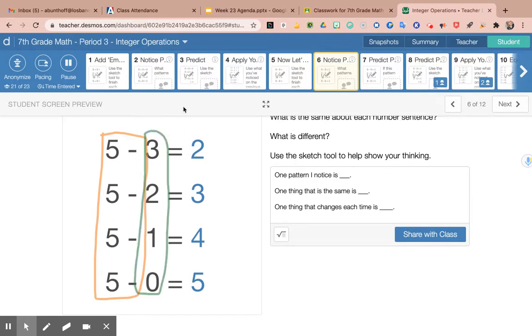So it looks like, again, the second number is going down. So you could say one thing that changes each time is the second number goes down. So you're going to finish these sentences.